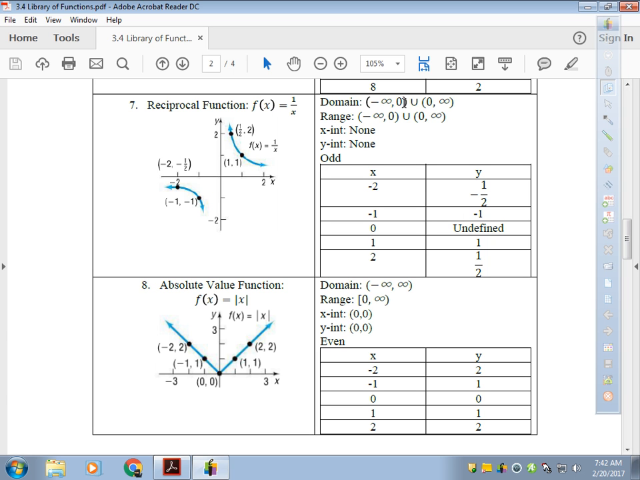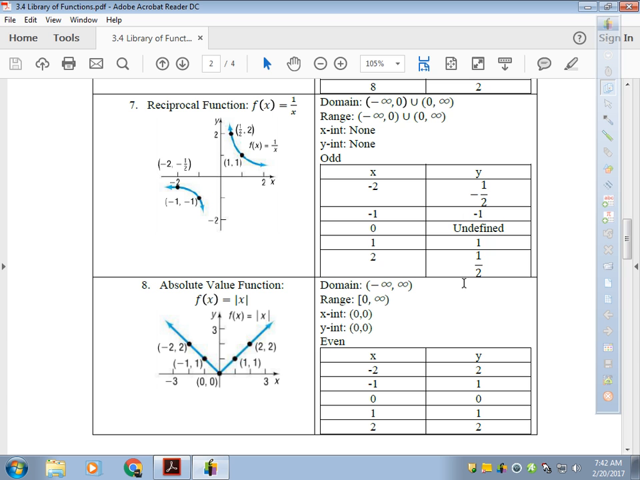The domain of this is negative infinity to 0, union 0 to infinity. It does not touch at 0, so there's no including there. The range is also negative infinity to 0, union 0 to infinity, because the y values here don't touch 0 either. It does not have any x or y intercepts, because it does not touch the x-axis and it does not touch the y-axis. It is an odd function, because you can reflect across this and then across this, and the points will line up.